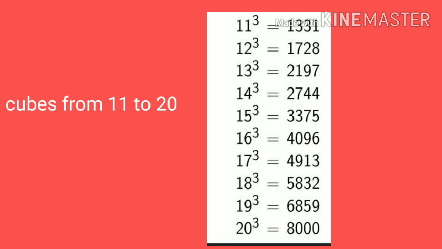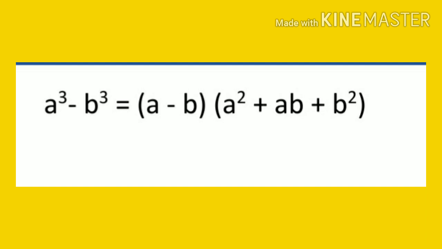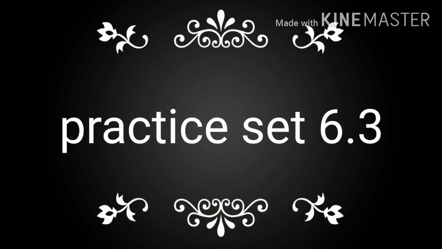In the previous video, we learned cubes from 1 to 10 and today we have learned cubes from 11 to 20. So everyone remember these cubes from 1 to 20. This exercise is based on this formula: a cube minus b cube equal to (a minus b)(a square plus ab plus b square). Now, let's begin practice set 6.3 question number 1.